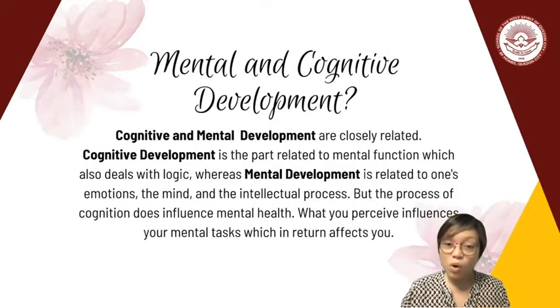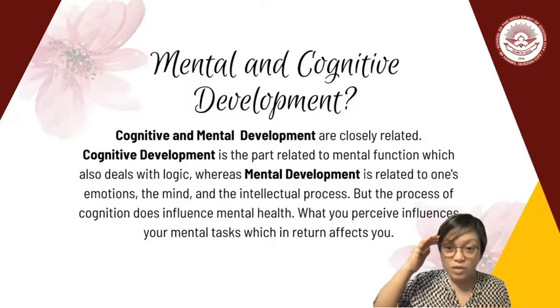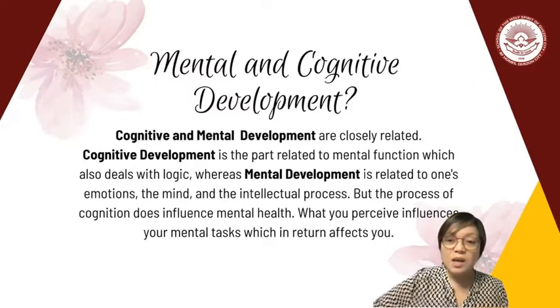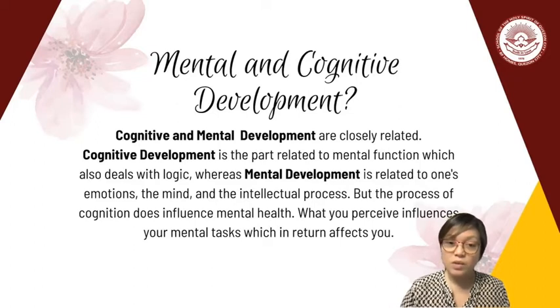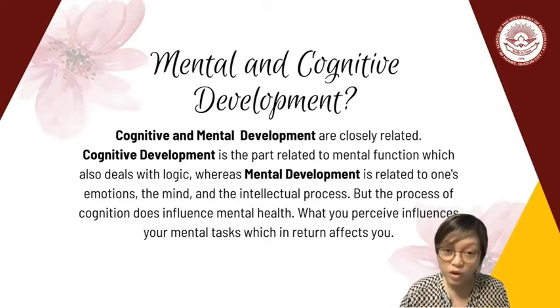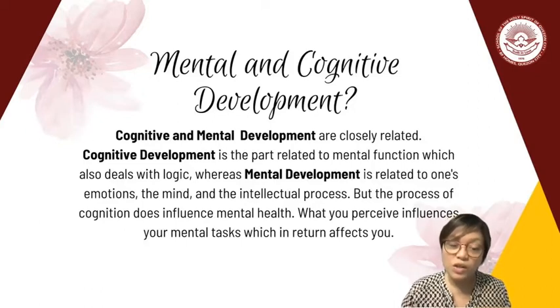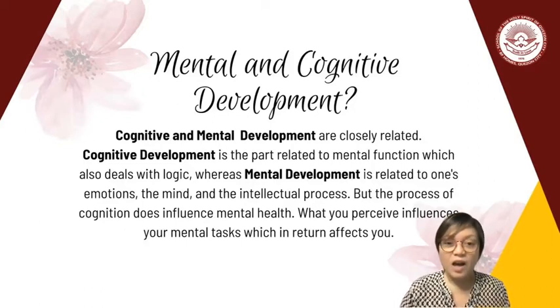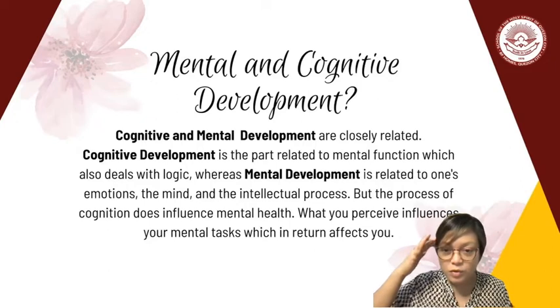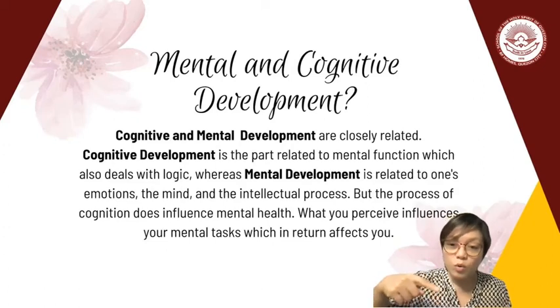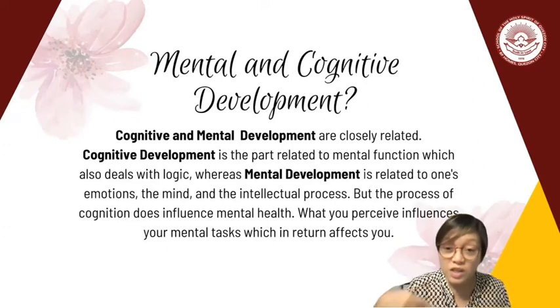Now, what is the difference between cognitive and mental development? They are also closely related. Cognitive is the part related to mental function, which also deals with logic, all right? How you think, you process, your intellectual abilities. Mental development is also related to one's emotions, the mind, and the intellectual process. But the process of cognition influences mental health. Mental development refers to the intellectual process, mind processes, but in relation to the emotions that you are feeling, the emotions that you are experiencing.